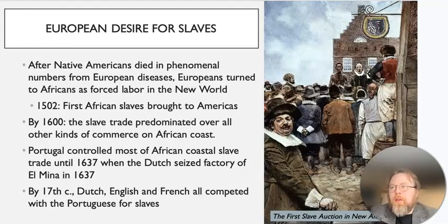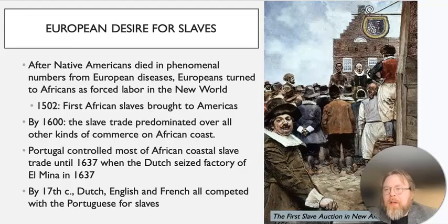Now, the European desire for slaves really kicks off once the Native American population that was presumed to be an exploitable working class basically gets wiped out. Again, I've repeated this statistic, but within the first 100 years of the Columbian Exchange, about 90% of the Native American population in both North and South America is just totally wiped out. So in 1502, just 10 years after Columbus discovers the New World, the first African slaves are brought to the Americas.